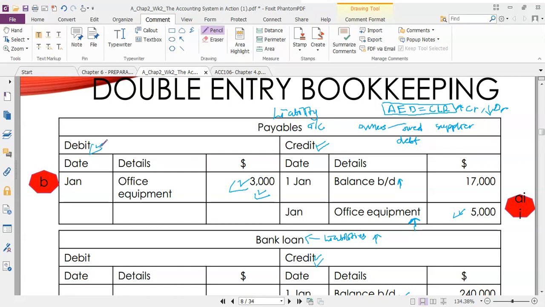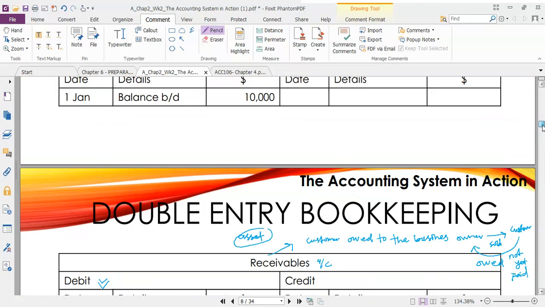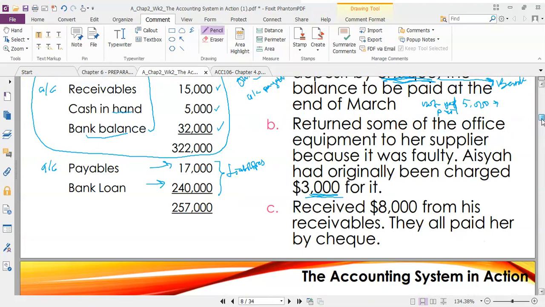We must put it on the debit side. Do you understand or not, class? Any questions? If you're quiet, it means you understand. If you don't understand, you must ask, right? Okay, what is it, Miss? Madam, I don't understand. Okay, if you don't understand, please ask. So, that settles B.